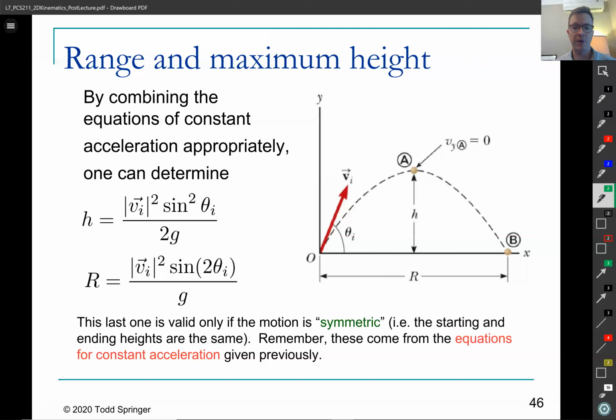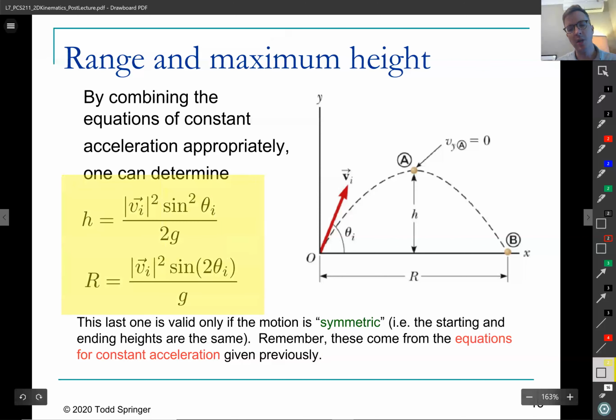There are formulas for how far the projectile goes in the x direction and also its maximum height. And these formulas can be derived using the kinematics equations, and I'm just giving them here for your reference because these are actually useful. You can always go back to the kinematics equations and derive these, but it's nice to know them, have them at the tips of your fingers.